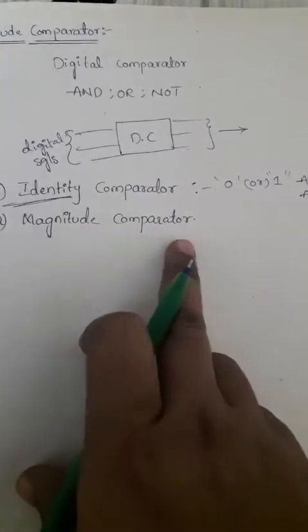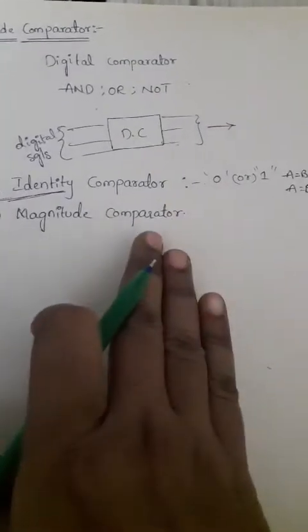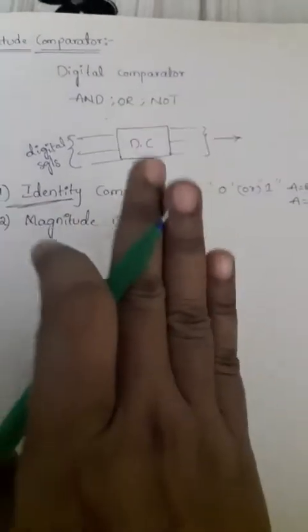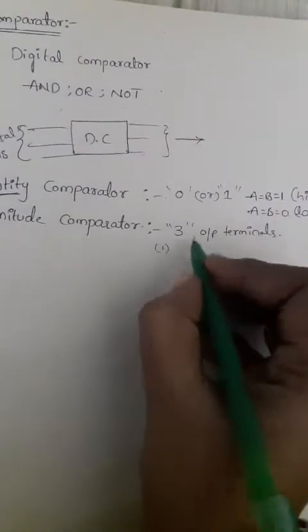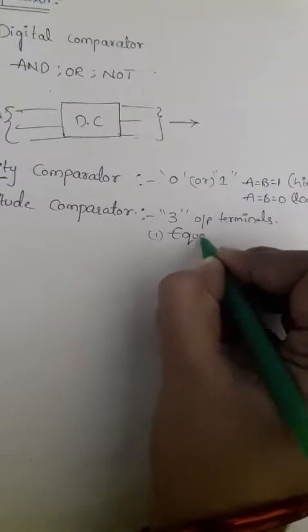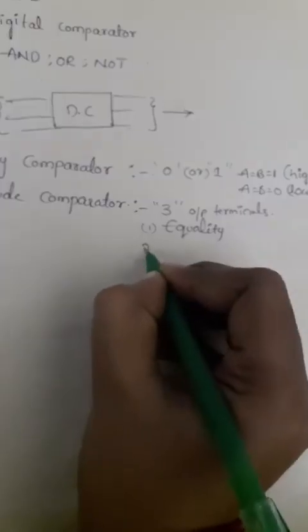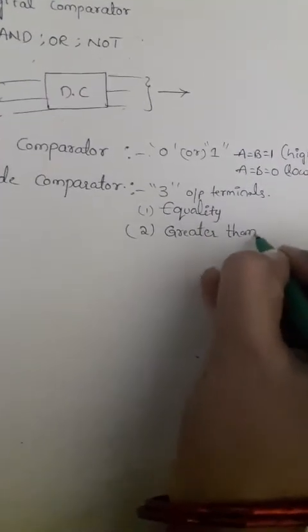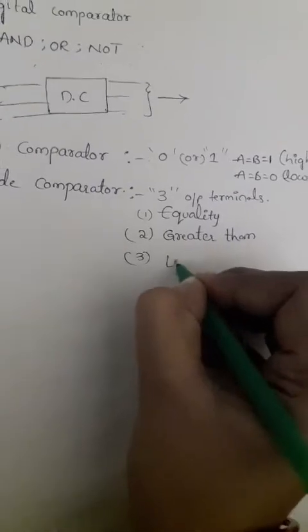Now, what is meant by a magnitude comparator? This magnitude comparator is also a digital comparator, which has 3 output terminals. Just remember it: 3 output terminals. These 3 output terminals represent 3 conditions. The first one is equality, the second one is greater than, and the third one is less than.